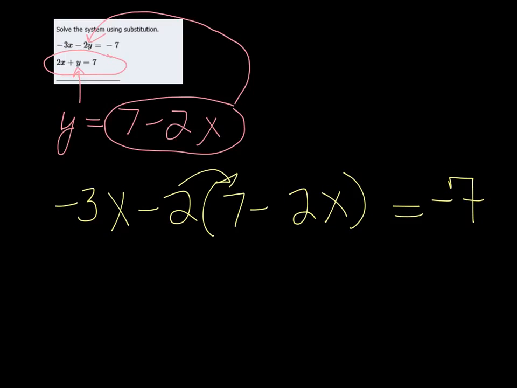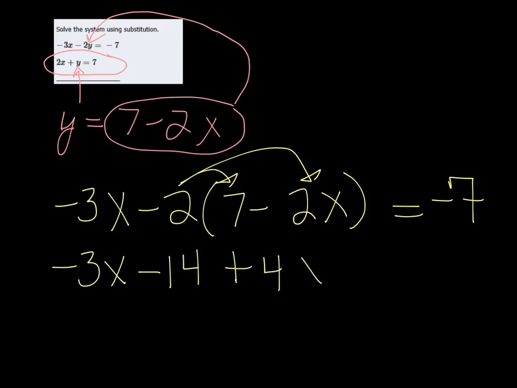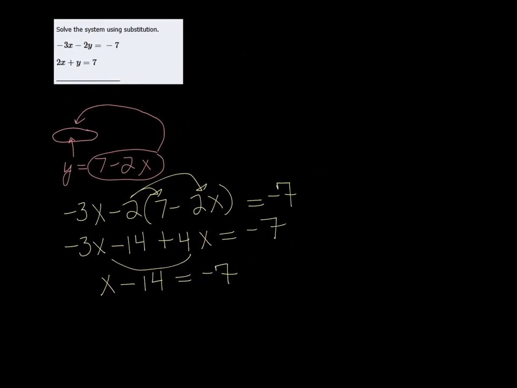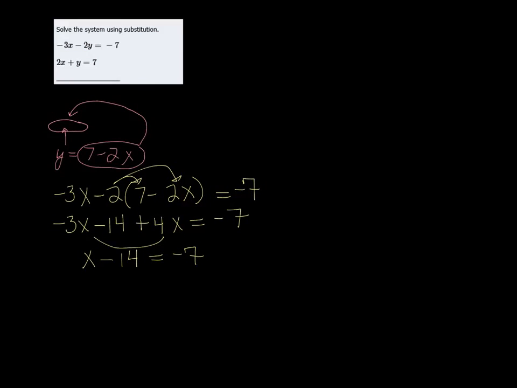So we need to distribute. So negative 3x minus 14 plus 4x equals negative 7. Combine like terms, negative 3x plus 4x is just a regular x or 1x. So x minus 14 equals negative 7. Then we'll want to add 14 to both sides. And we get that x is equal to 7.